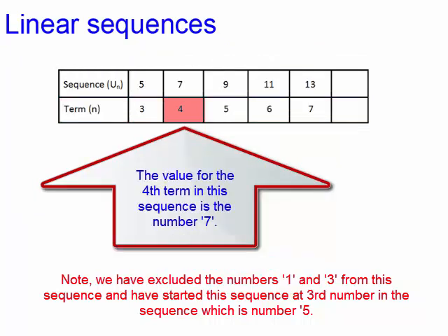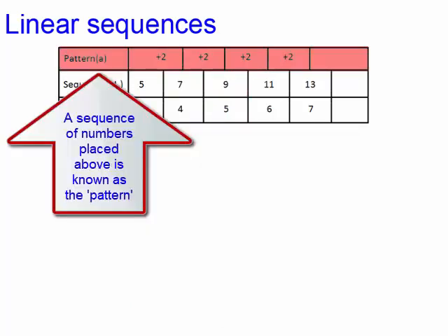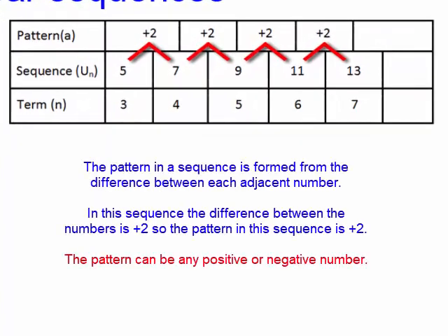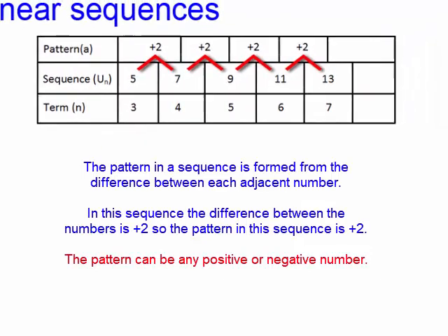For example, this is the fourth term, and the value for the fourth term in the sequence is 7. This is the fifth term, and the value for the fifth term in the sequence is 9, and so on. Another series of numbers that are associated with a sequence of numbers are known as the pattern. The pattern of a sequence is identified from the value of the difference between two adjacent numbers in the sequence. The pattern in this sequence is +2, but it could be any positive or negative number.